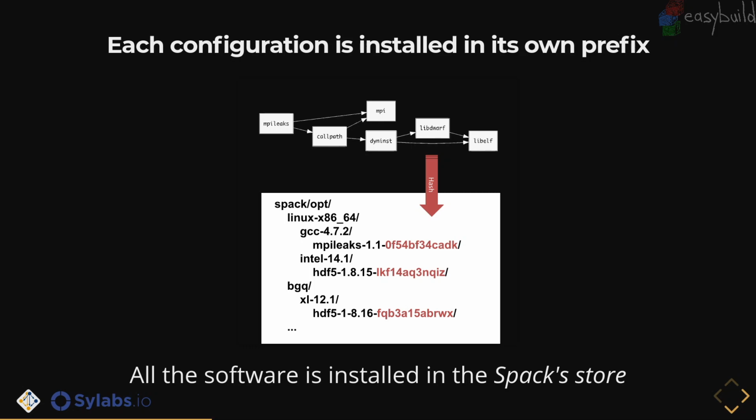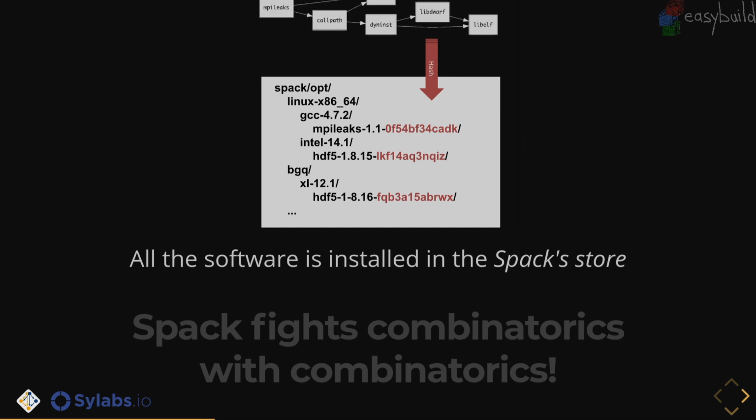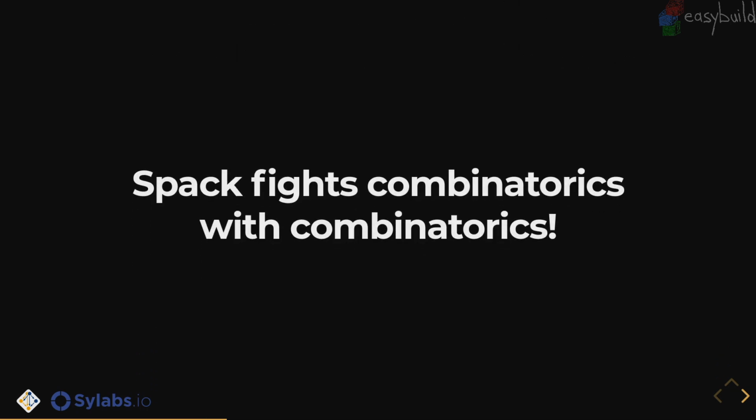So if I have to sum it up with a slogan, I would say that Spack fights combinatorics with combinatorics. We have to model a combinatorial explosion of things, and we have directives and ways to model its elementary pieces and fight back, with the same currency somehow.